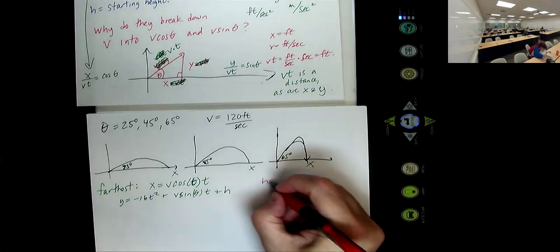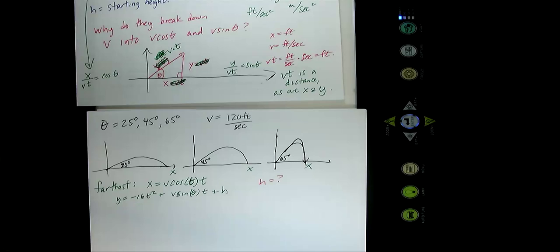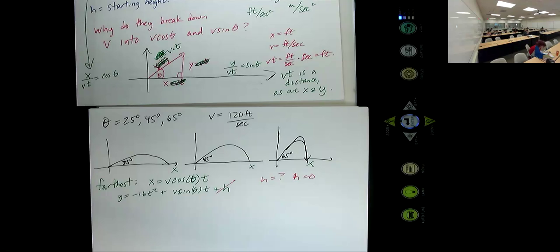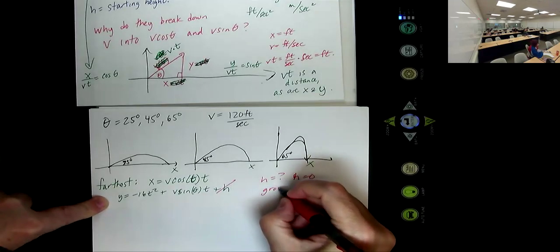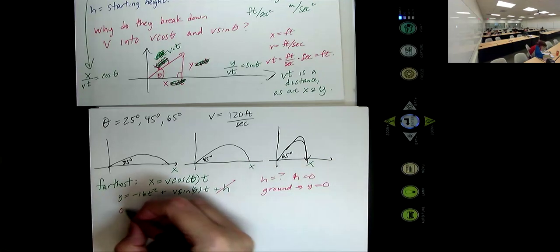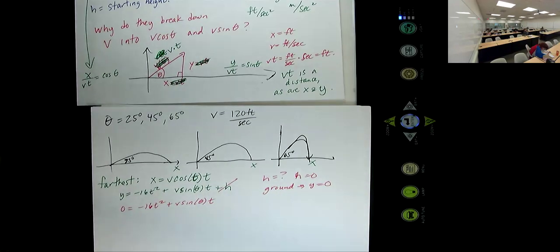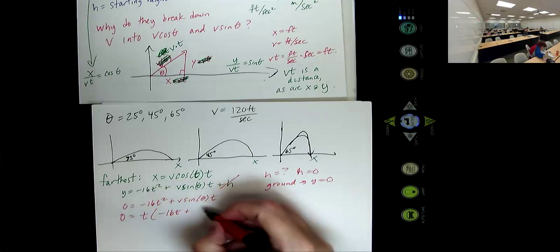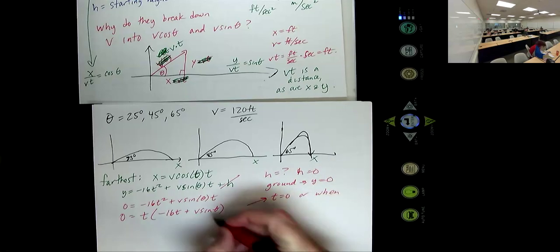What's my h here? What was the starting height of the ball? 0. We said we hit it from the tee, we usually set the ground equal to 0. So h equals 0. That's nice. That's gone. What is y when the ball hits the ground? 0. So this turns into 0 equals negative 16t squared plus V sine theta t. If I factor that, I get t times negative 16t plus V sine theta. So it's at ground level when t equals 0 or when this equals 0.